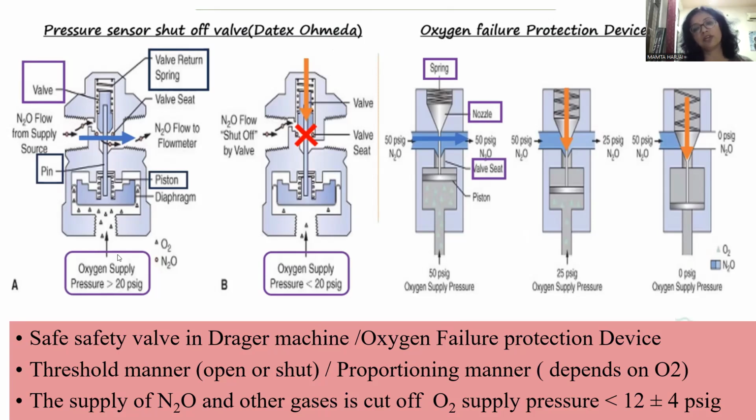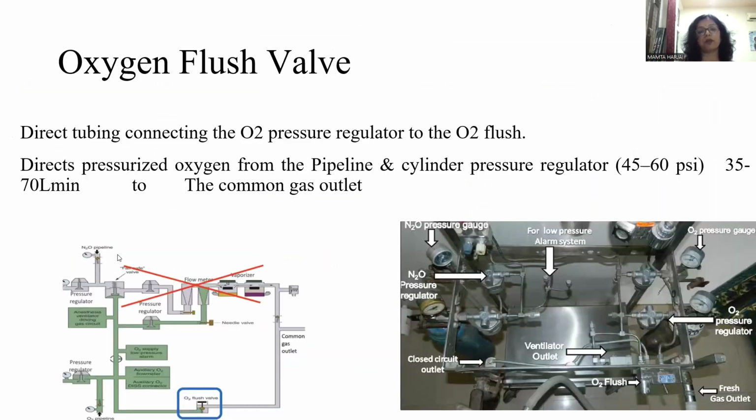Now what happens in the oxygen failure protection device? It works in a proportioning manner. It depends on the oxygen. Suppose the oxygen supply here is 50 psi, the nitrous is moving fine at 50 psi. Now the pressure is decreased to 25 psi. This needle has come downward, decreasing the supply of nitrous to half. Now the oxygen supply is decreased to 0. This is completely shut off. So Draeger is basically working on the principle of proportioning, and the supply of nitrous and other gases is cut off usually when the oxygen supply goes below 12 plus minus 4.